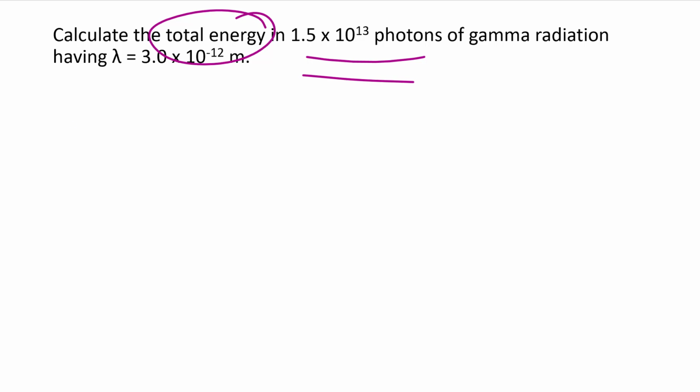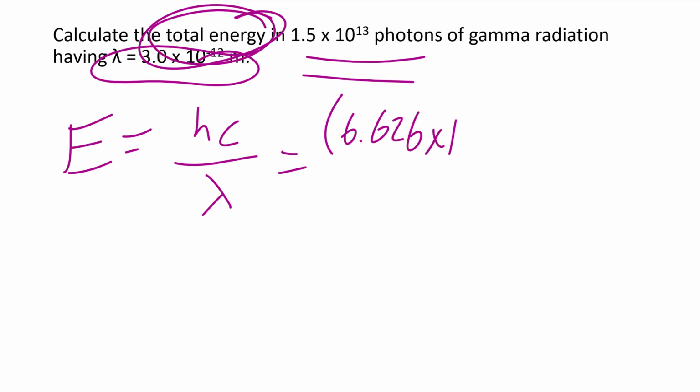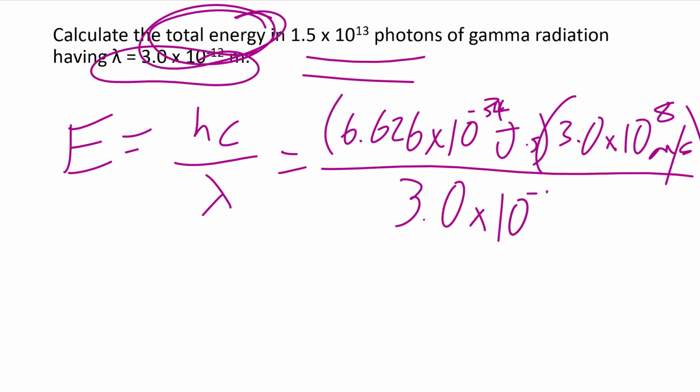So we use the equation E equals hc over lambda. Again, the reason is you have lambda here and you have energy here. So that's the only equation you can use. So it's 6.626 times 10 to the negative 34 joule seconds, multiply times 3.0 times 10 to the 8th meters per second. You divide by 3.0 times 10 to the negative 12 meters, which is given in the problem. The meters cancel the meters, second cancels the seconds because one's on the top and one's on the bottom.